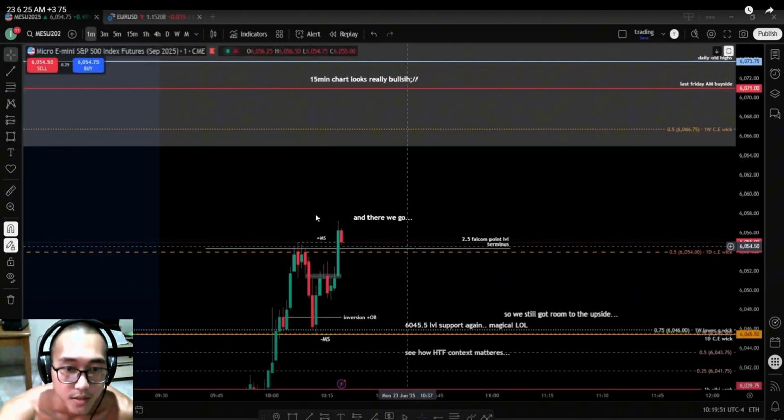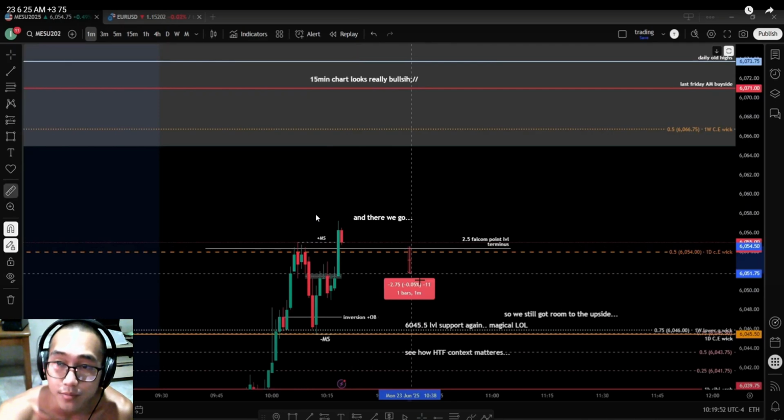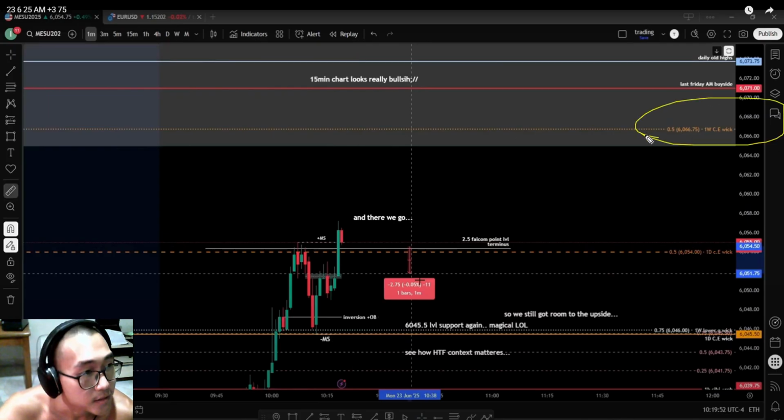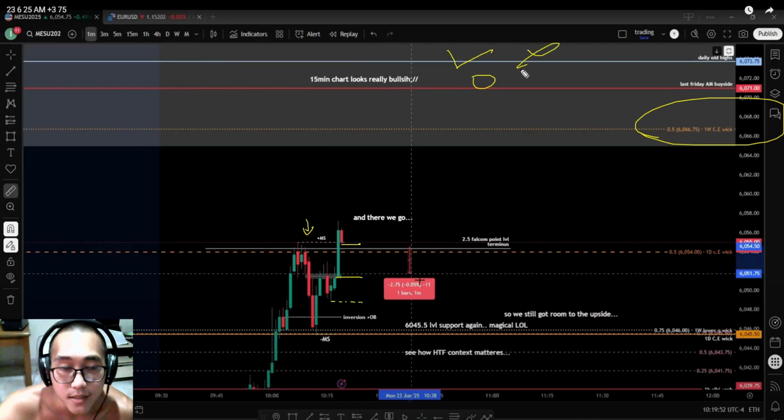Okay. So definitely my target is where? I'm still aiming for the upside, right? This 6066.75 level. Remember this weekly CE week was my target. So now if here really form a displacement and fair value gap, this can be a very good entry. Stop loss has to be placed at least here and aim for here as the draw. Then it can clinch for more buy sides up here, okay?